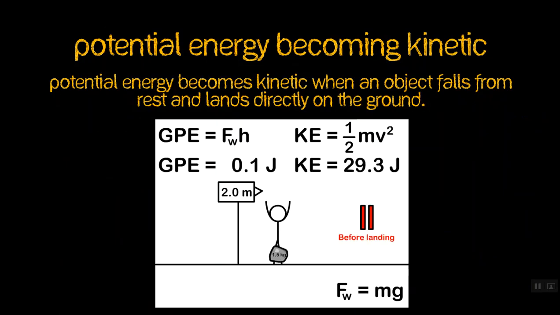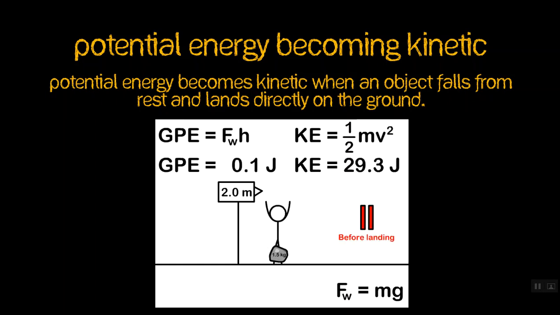So, potential energy becoming kinetic energy. Okay, so guys, when objects fall, the potential energy becomes kinetic energy when it falls from rest and lands directly on the ground. So here we could see the object has, due to its height, a certain amount of potential energy. As it falls, it starts from rest and it accelerates downwards and goes faster and faster and faster. And just before it hits the ground, that's why it's not zero yet, basically all the gravitational potential energy is turned into kinetic energy.